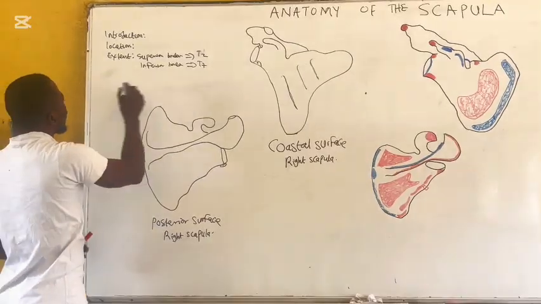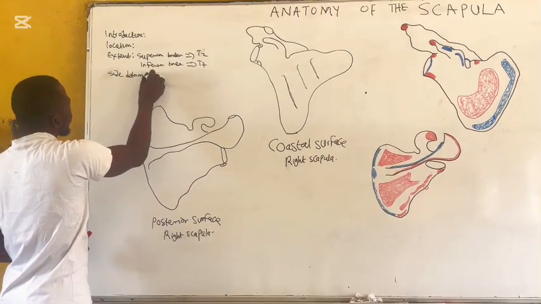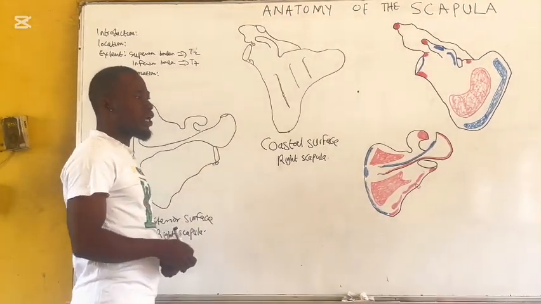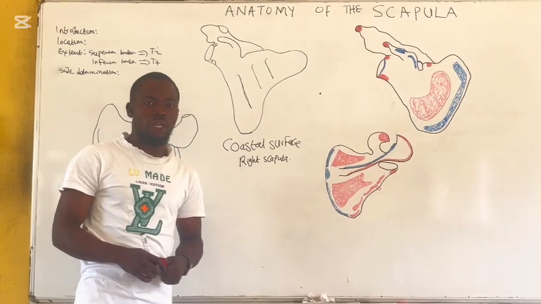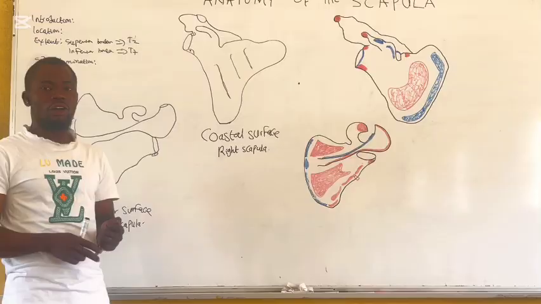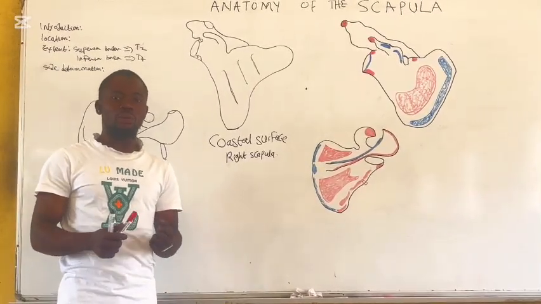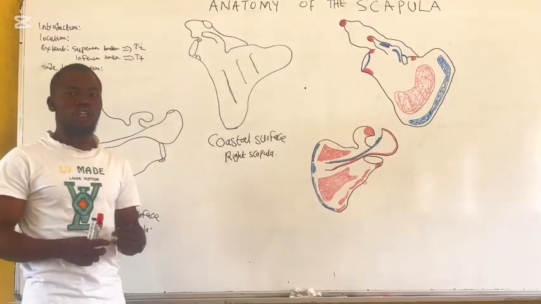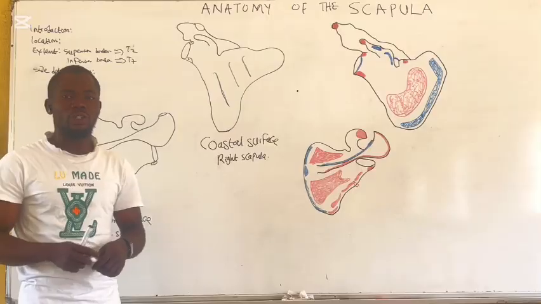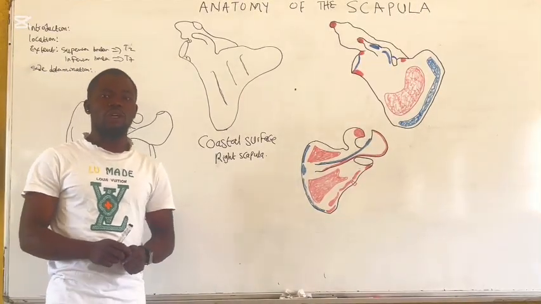The next is side determination. For you to know whether this scapula is the right scapula or the left scapula, the following features must be satisfied. First, the posterior surface of the scapula is convex and it presents a spine, known as the spinous process, which divides the posterior surface into the upper and the lower part. The upper part is the supraspinous fossa and the lower part is the infraspinous fossa. That is one of the features.